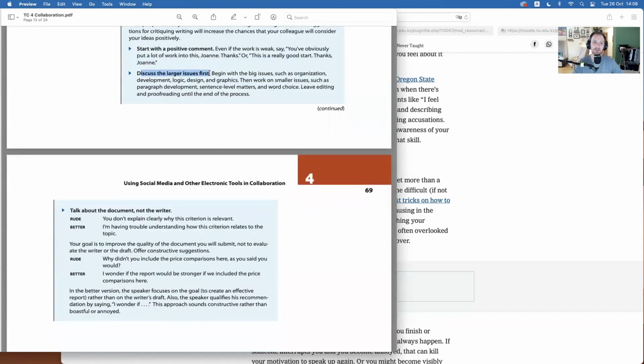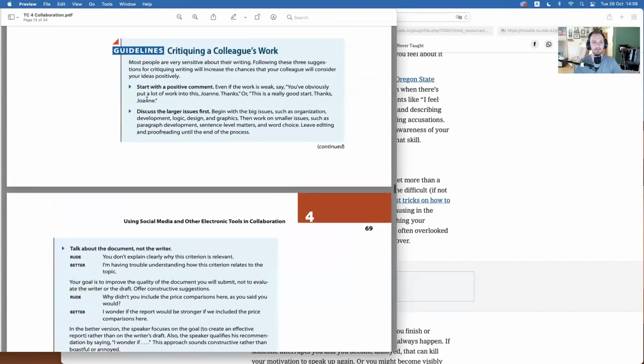And you want to focus on larger issues at first. So talking about, oh, you missed a period here, or this color is slightly off, those are maybe not as important. You want to instead look at the bigger issues first, and then work your way to smaller things if you still have time.